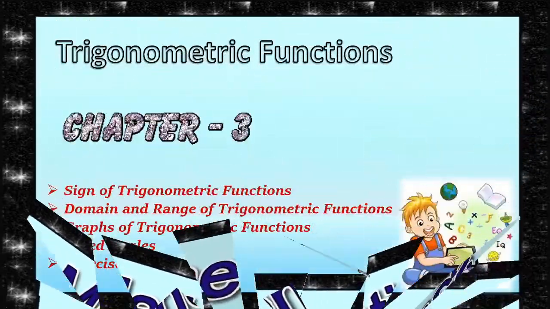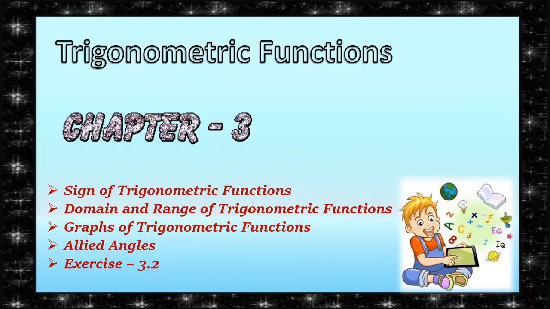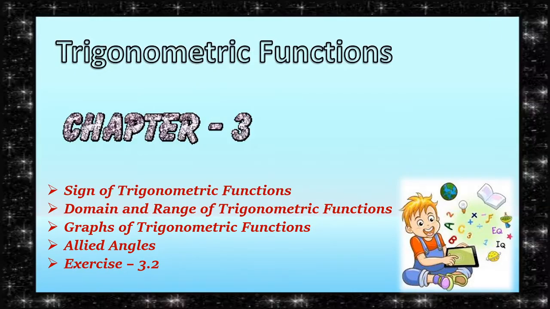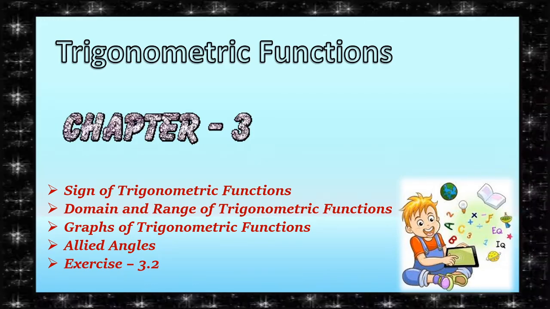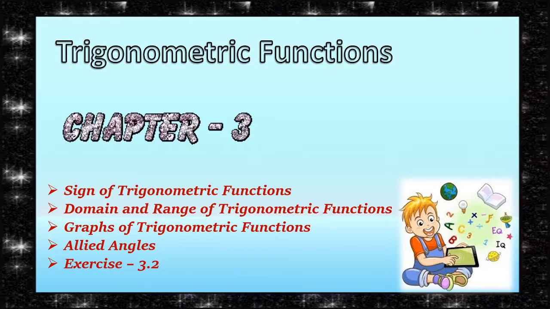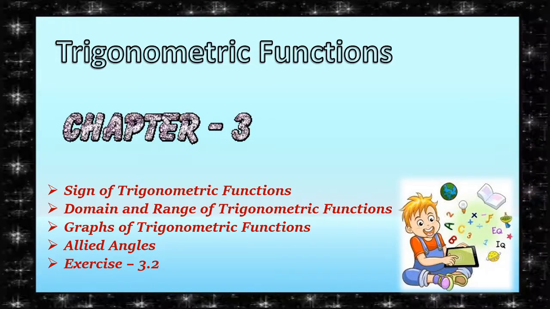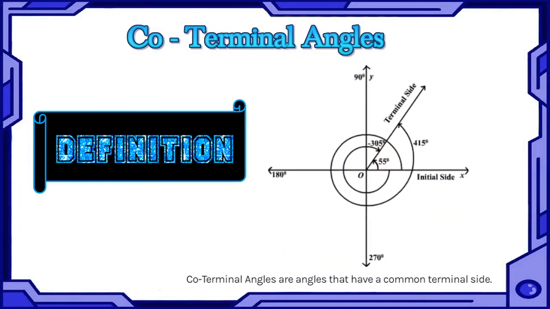So we were doing chapter number 3, trigonometric functions, in which we have already learned and discussed how to measure the angle, what is radian measure, what is degree measure, and their conversions. Today, going forward, we will discuss sign of trigonometric functions, their domain and range, their graphs, allied angles, and then we will discuss few questions of exercise 3.2.